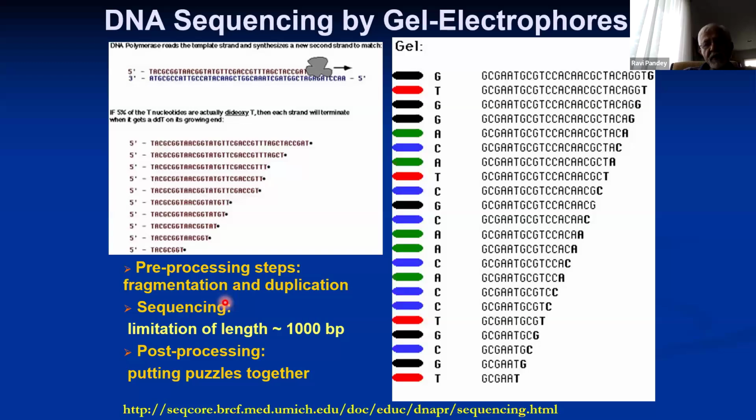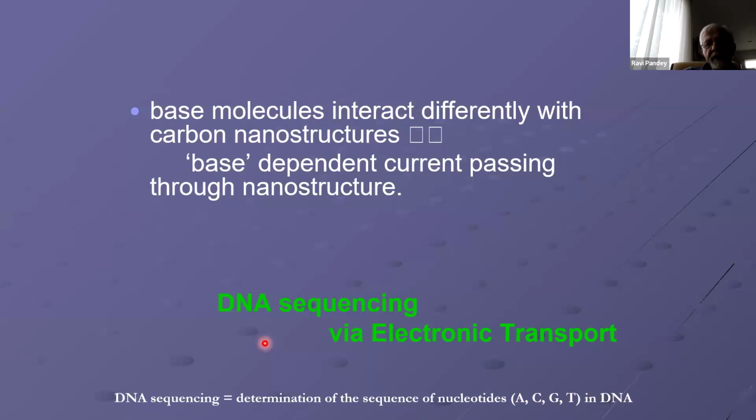In practice, they use a gel electrophoresis sort of approach, where they go one by one, but the challenges in this conventional approach are the limitation of the length and the pre-processing steps and then post-processing steps. So it takes time, and of course it's still available. But our idea is, let's go back and see if we can use these distinct responses by looking at the sequencing through the transport.